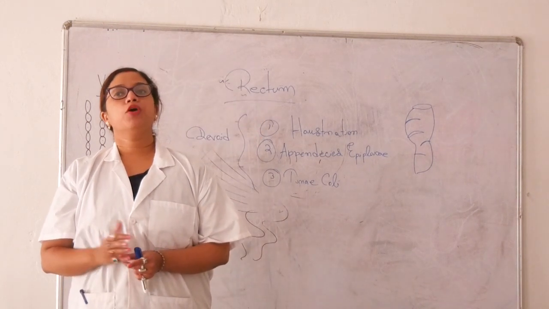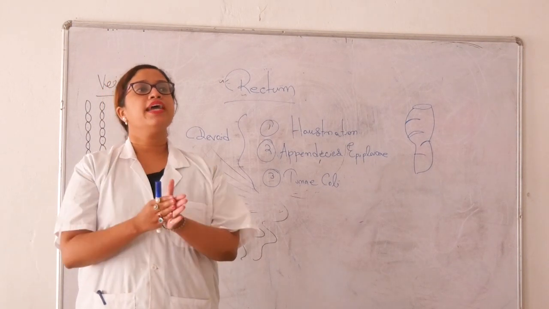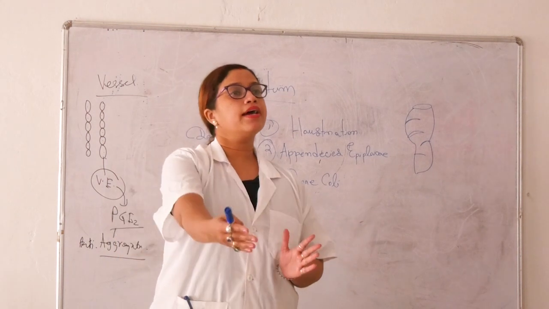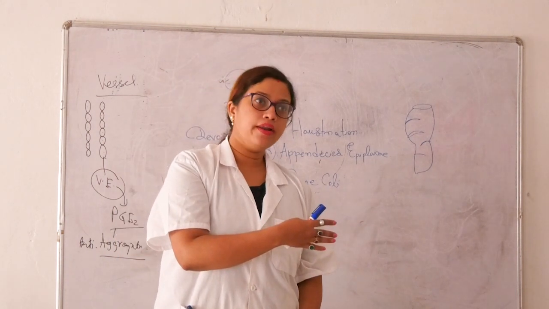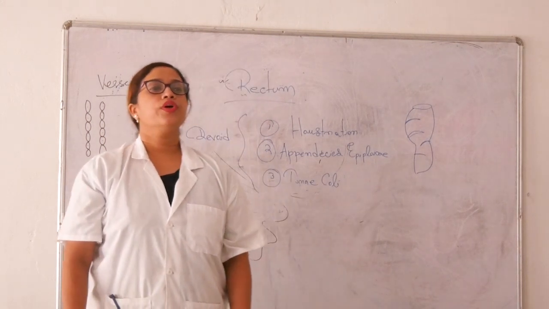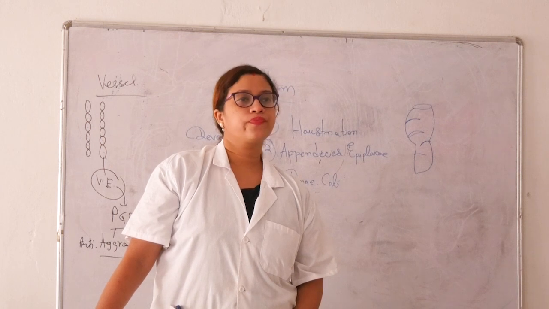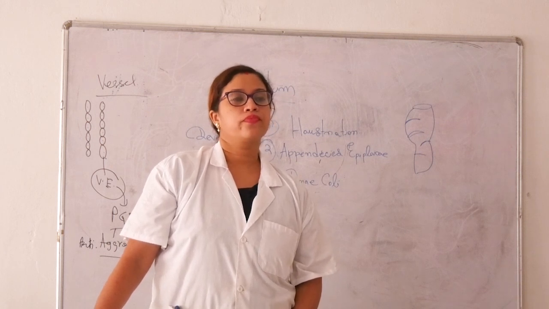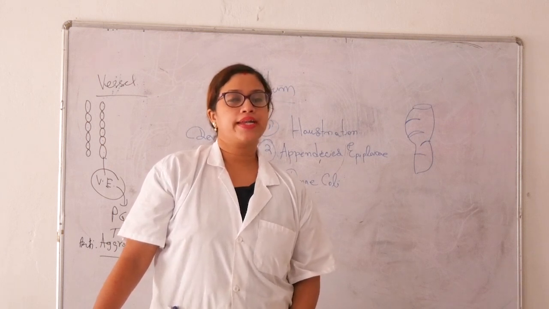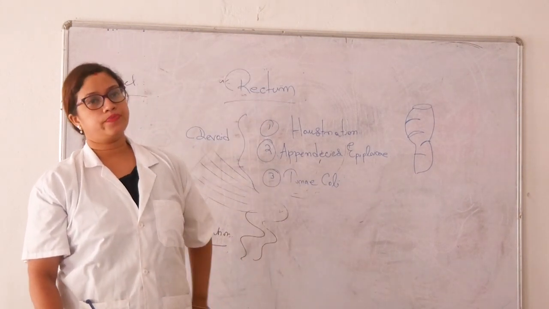Which artery is there? Pelvic brim. From common iliac to the external or internal iliac, right? So it is a part of internal iliac. Write it down. So inferior rectal artery is a part of internal iliac artery.